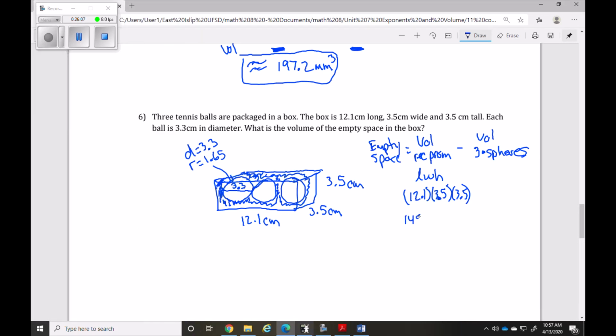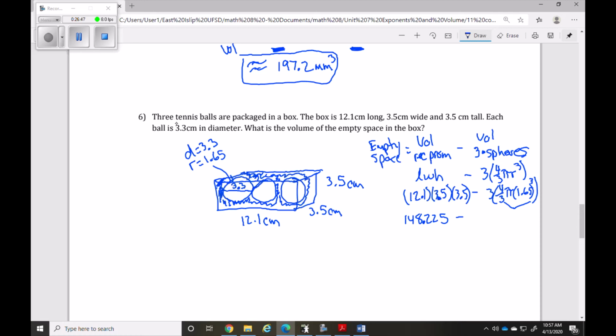$148.225. And I have to subtract away the volume of 3 spheres. One sphere is 4/3 pi r cubed. The radius we said was 1.65. So I'm going to do just one sphere first and then multiply it by that 3 on the outside.